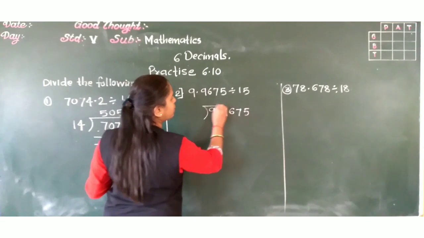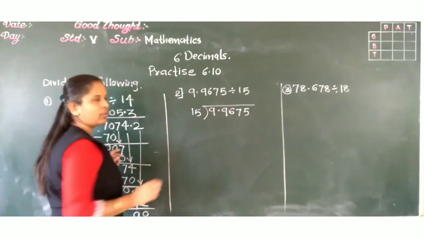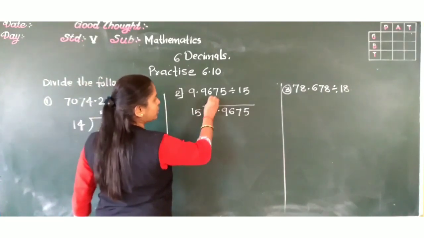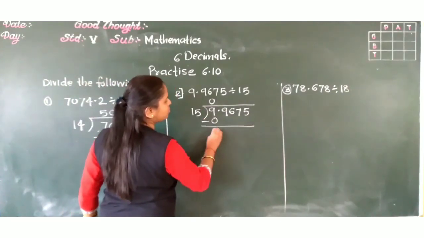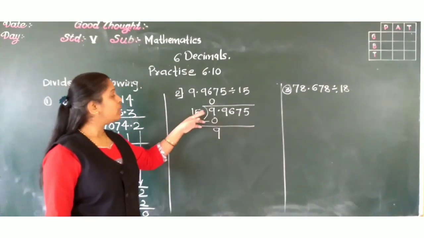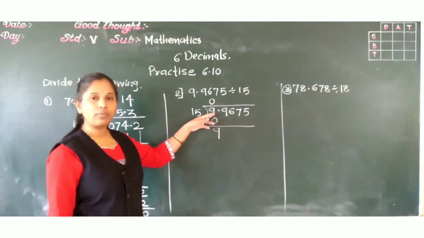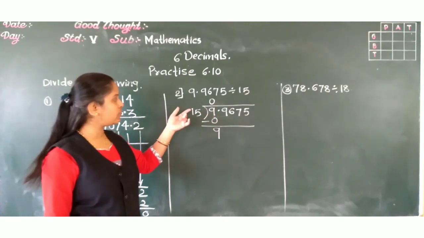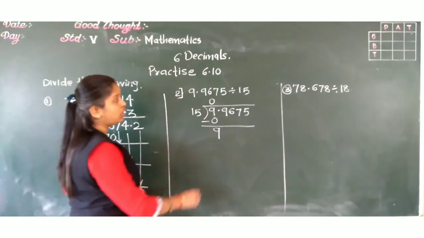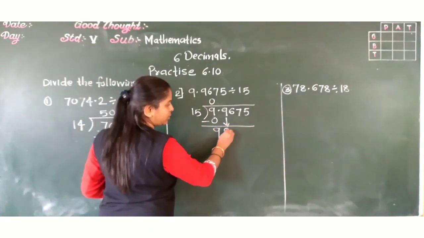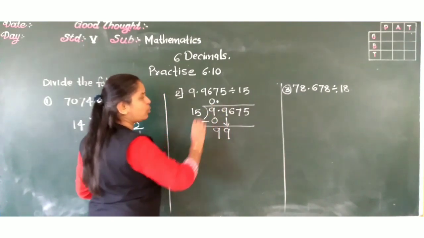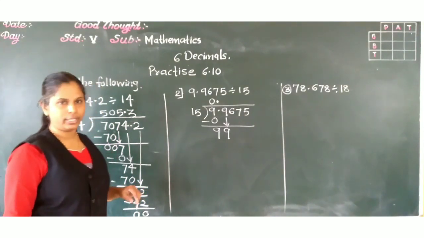Next, 9.9675 divided by 15. Here 1 digit is there, here 2 digits. So what do we have to do? Divide by 0, because we cannot divide 9 by 15, since 9 is smaller than 15. So put 0. Now you take this 9 down, but this 9 is after the decimal, so immediately put the decimal point in the quotient.